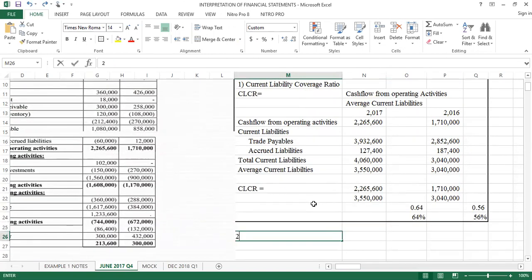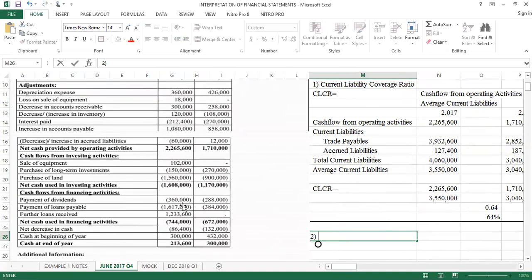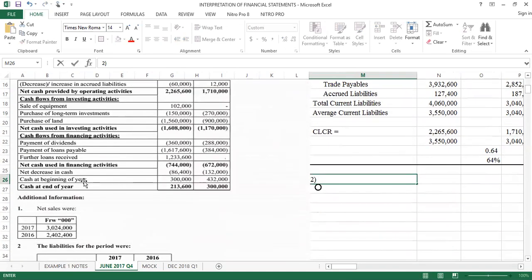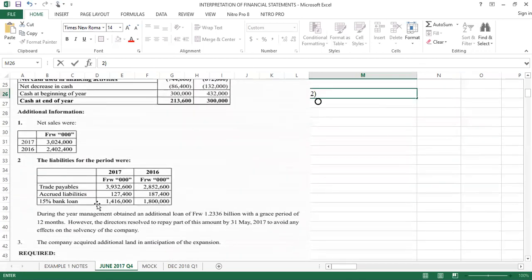The second ratio, somebody remind me, was it price to cash flow? First of all, remember we only calculate the ones that we can manage. Were we given market price somewhere? Were we given the market price of the shares? If there is no market price, we will not calculate the ratio. Was there a market price somewhere? If there is no market price, we will not calculate it.